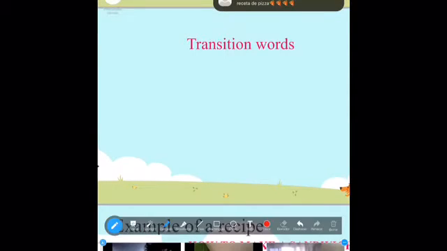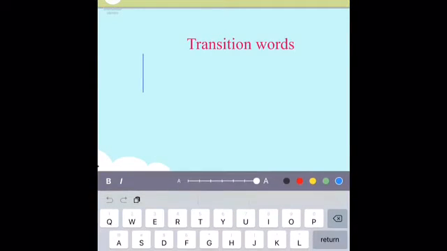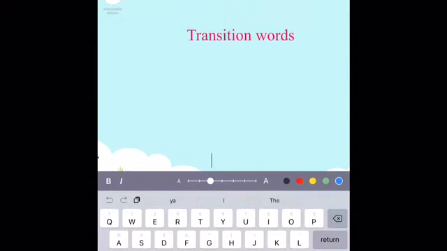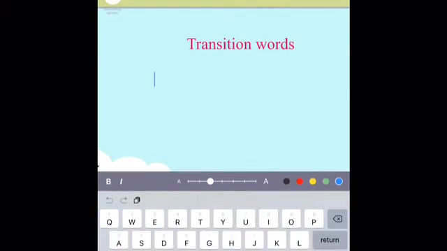Copy these, guys, in your language notebook. The title is Transition Words. This is the title, okay? Transition words. So, what exactly are transition words? Copy this in your language notebook, okay? Let me write them down.